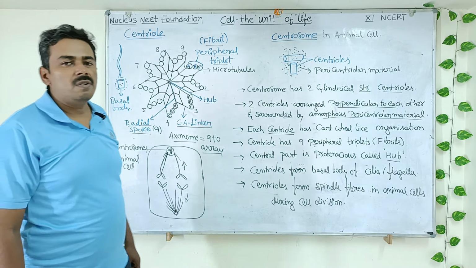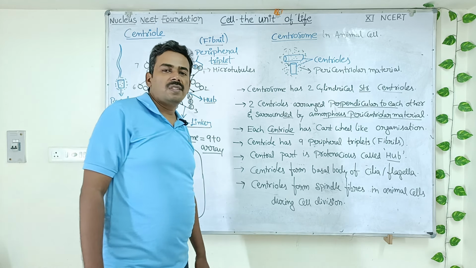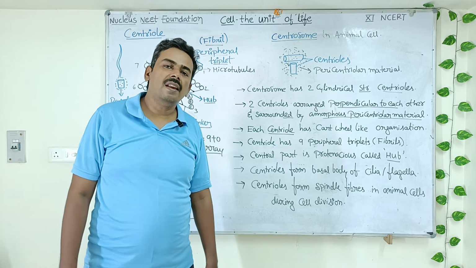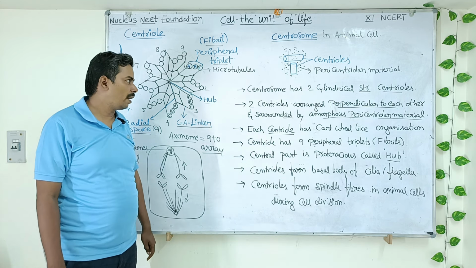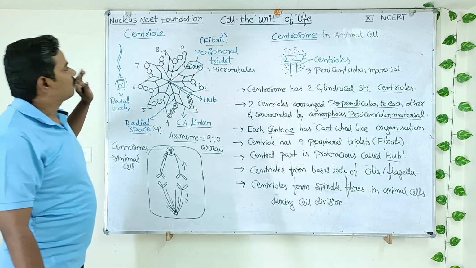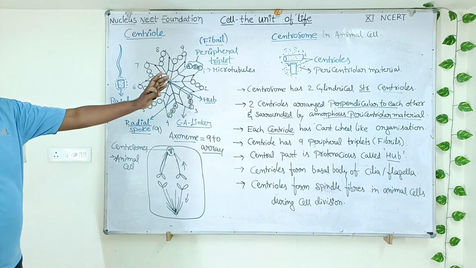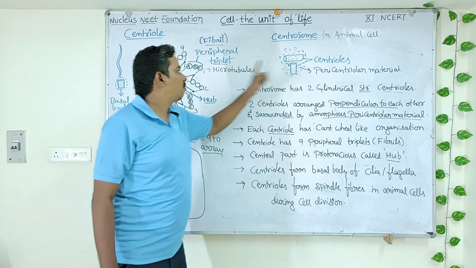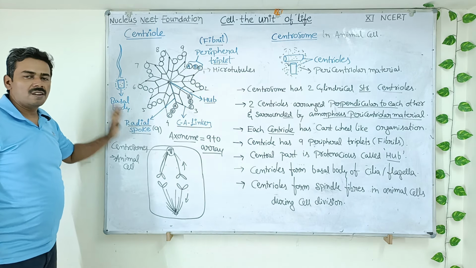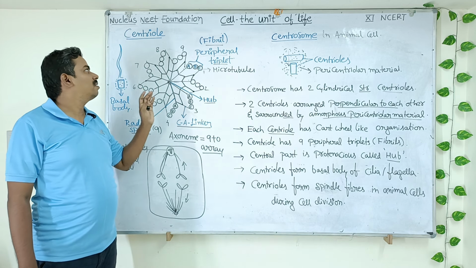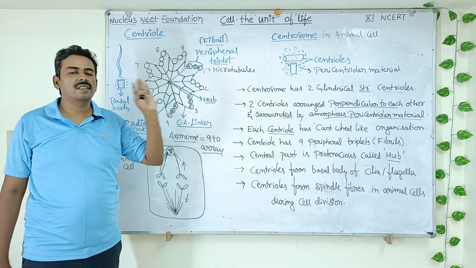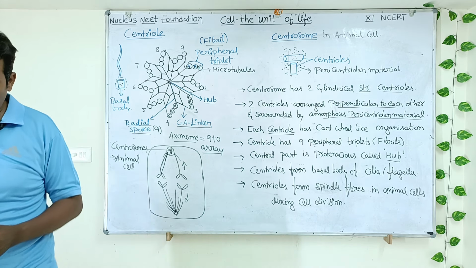Whereas previously we have studied about the axoneme of cilia and flagella. What is the array there? It was 9 plus 2. Here it is 9 plus 0. Okay. So this is about the structure of centrosome and the structure of centrioles. Understood, students? Copy down this. Now we will compare the differences between centriole and cilia and flagella.